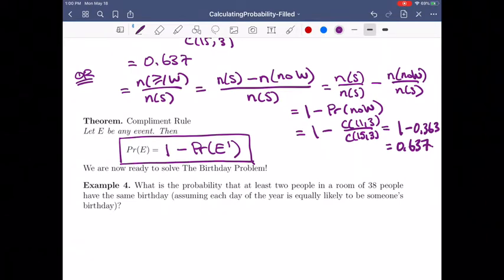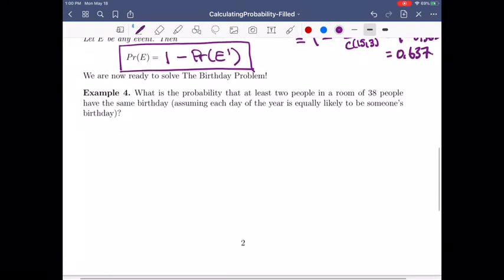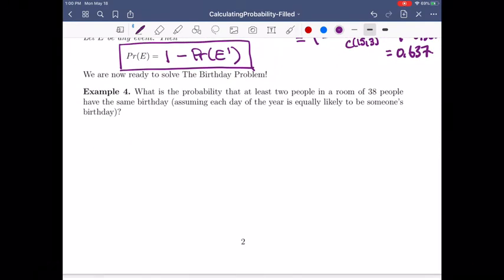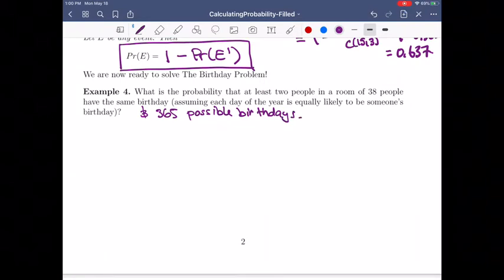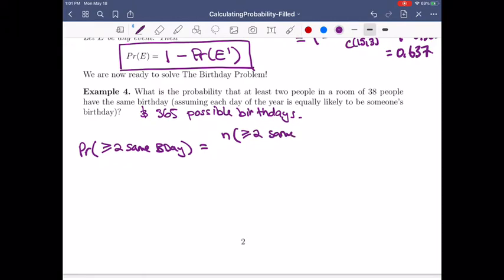So at this point, now we can finally solve that birthday problem that maybe has been bugging you since the last video. So what is the probability that at least 2 people in a room of 38 people have the same birthday? So remember, we're assuming all birthdays are equally likely, and there's 365 possible birthdays. So if you wanted to count this directly, okay, wait, let's just write it down. So the probability of at least 2 with the same birthday is going to be the number of ways that you could have that divided by the number in the sample space.